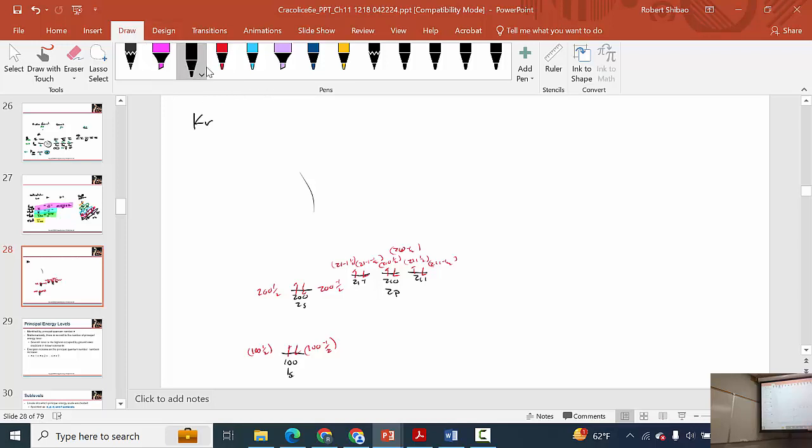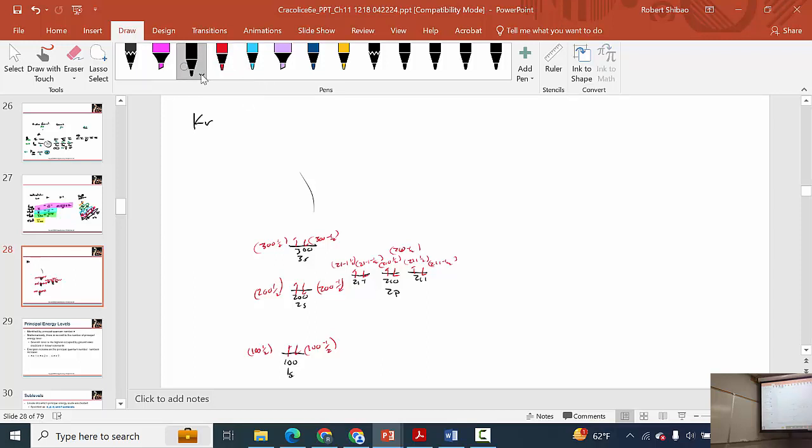Right. Then what? 3s. Is 3s in the same shell or the next shell? The next shell. So we have to have a gap here, and we'll go to the 3s, which is 3, 0, 0, and the 2 electrons here. So we get 3, 0, 0, 1/2, and 3, 0, 0, negative 1/2. Okay, and then what?